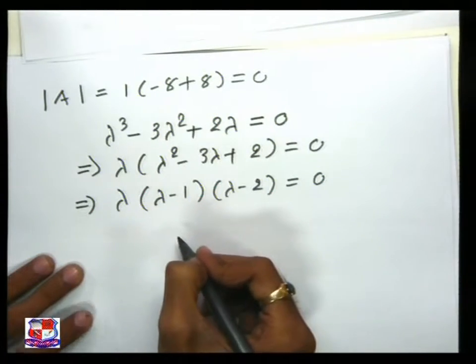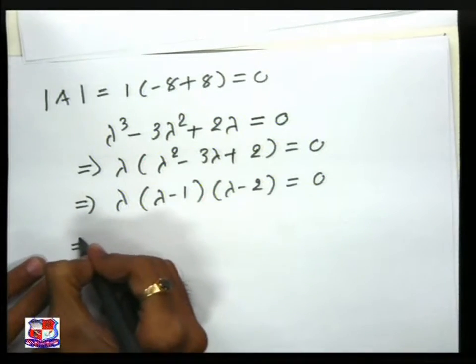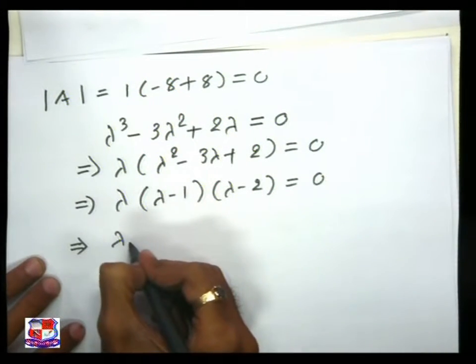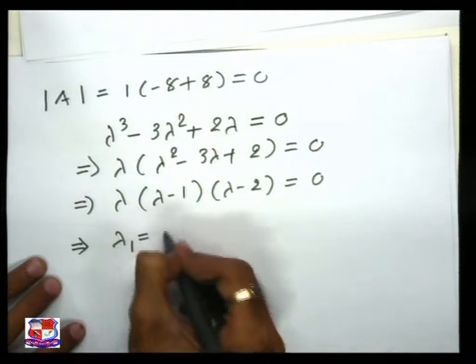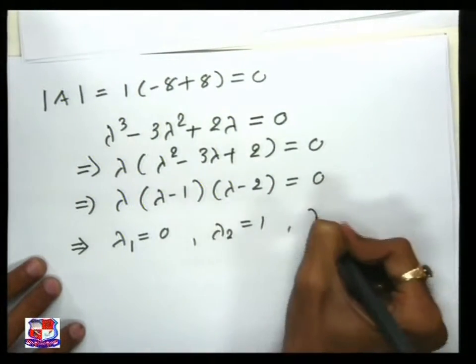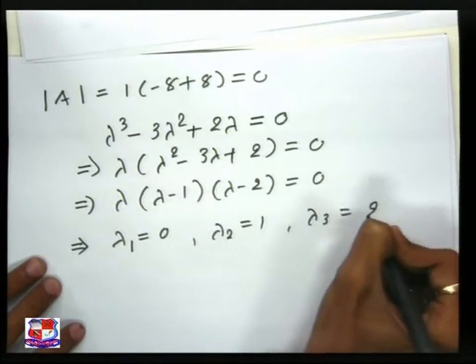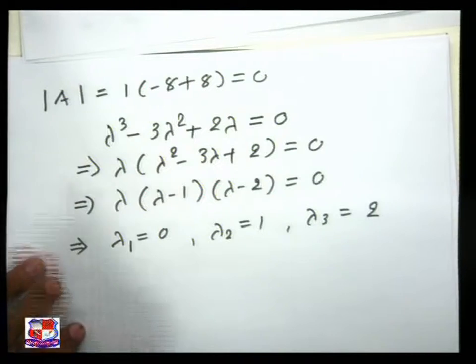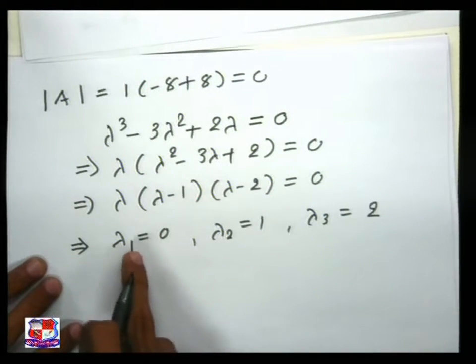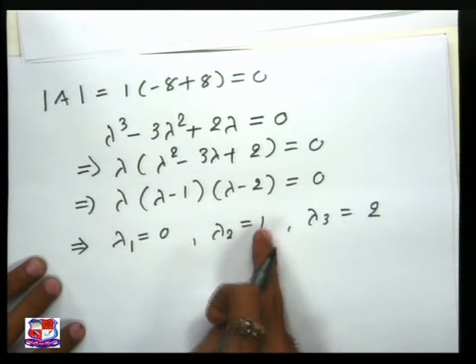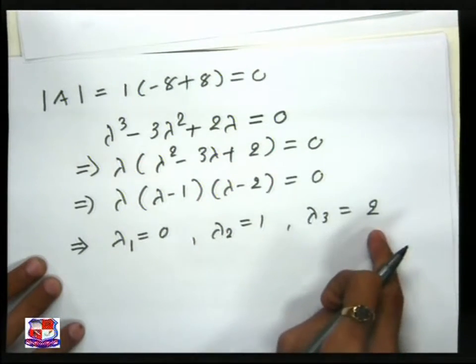That is equal to 0. So we will get 3 distinct values for lambda: lambda 1 is equal to 0, lambda 2 is equal to 1, and lambda 3 is equal to 2. So the matrix A has 3 distinct eigenvalues: lambda 1 is equal to 0, lambda 2 is equal to 1, and lambda 3 is equal to 2.